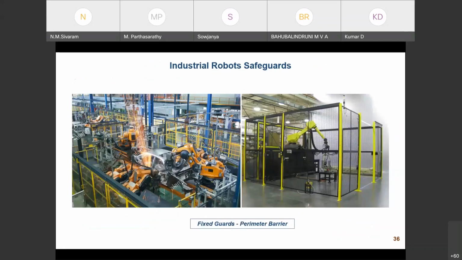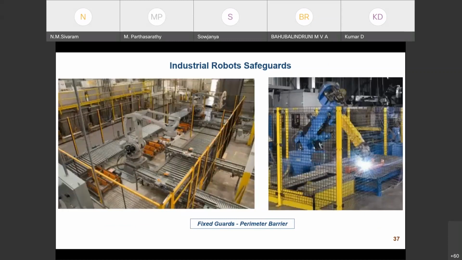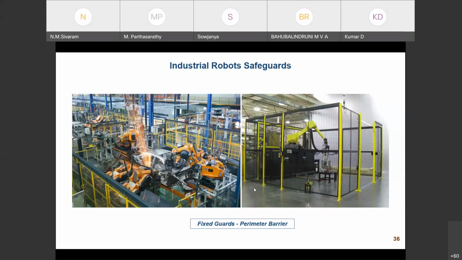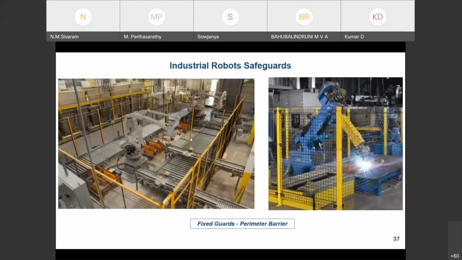And you can see this typical example of the perimeter barrier, which is present in the industries. The robot envelope is present inside the perimeter, and the perimeter is far away from the robotic envelope. The person who is entering this perimeter should have authorization, and even some more controls, as we will discuss in the next few slides, to ensure the safety of the robot. And again, fixed guards. These are a few examples of fixed guards of the robots.